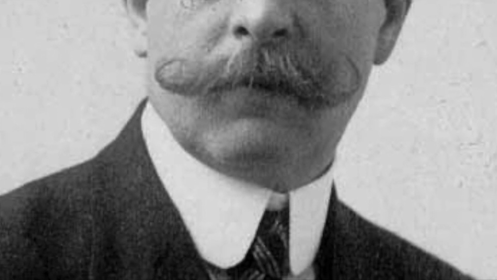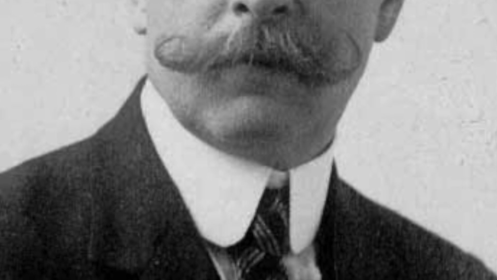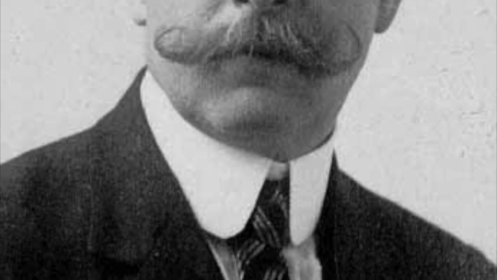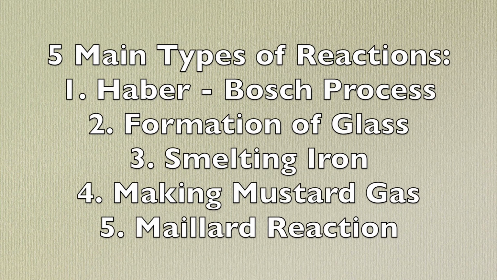In the early 1900s, Louis Camille Maillard discovered what came to be known as the Maillard reaction when he was trying to figure out how amino acids linked up to form proteins. He discovered that when he heated sugars and amino acids together, the mixture slowly turned brown and formed a charred taste. The Maillard reaction is one of the 5 main types of reactions.